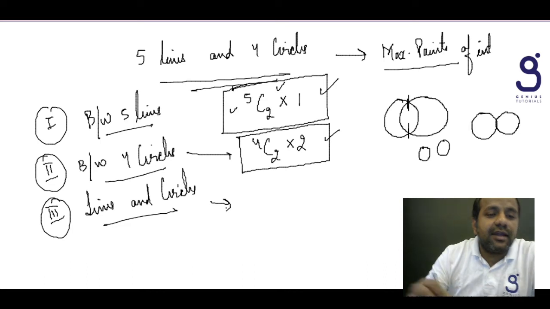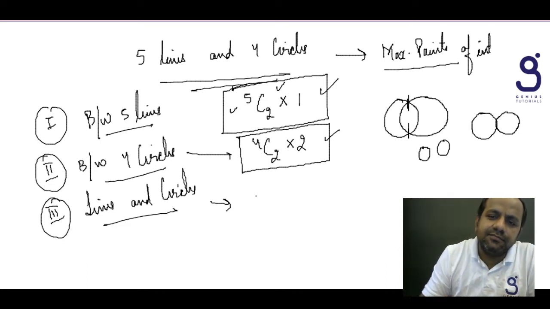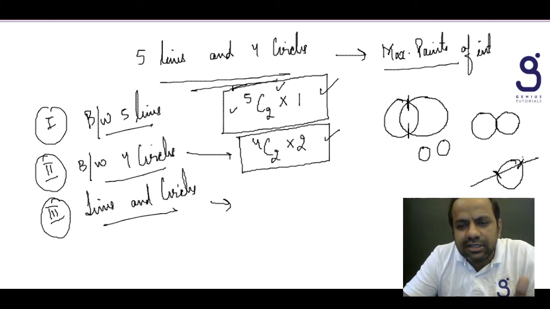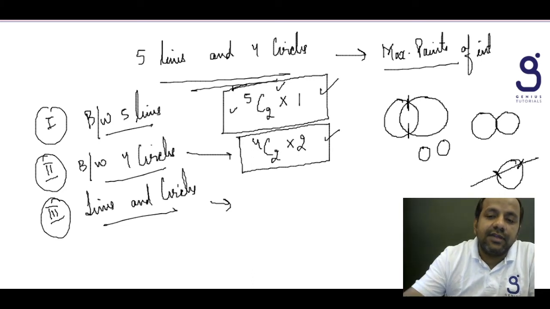Now if I need to calculate the point of intersection between lines and circles, तो आप ये देखो, अगर एक सर्कल है और एक लाइन है तो इनके पॉइंट ऑफ इंटरसेक्शन मैक्सिमम कितने हो सकते हैं? It can be 2. 2 से ज़्यादा तो पॉइंट ऑफ इंटरसेक्शन नहीं हो सकते. But for this I have to select one line and one circle. So that means what we can do here, we can select one line 5C1 and one circle from these four, and then we can multiply it by 2.